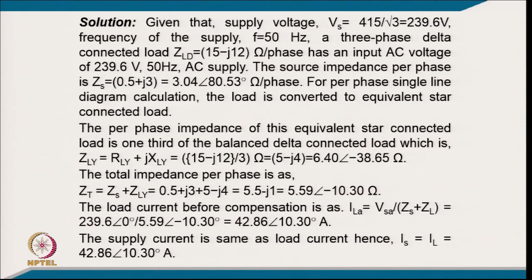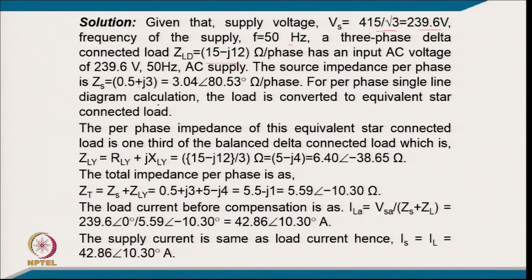So, coming to the numerical part of this, given that the supply voltage is 415 by root 3 per phase, that is 239.6 volt, and frequency of 50 hertz, and a 3 phase delta connected load of 15 minus J12 ohm per phase. The feeder source impedance is 0.5 plus J3 ohm, that comes to 3.04 ohm at the angle of 80.53 degree.